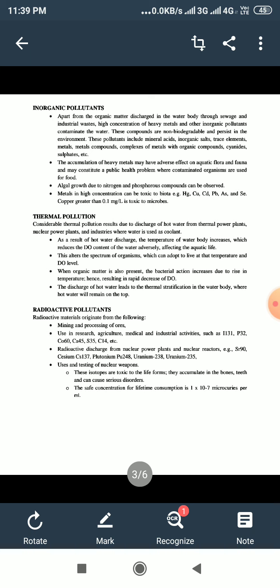These isotopes are toxic to life forms. They accumulate in the bones, teeth, and can cause serious disorders. The safe concentration for lifetime consumption is 1 into 10 to the power minus 7 microcuries per ml.